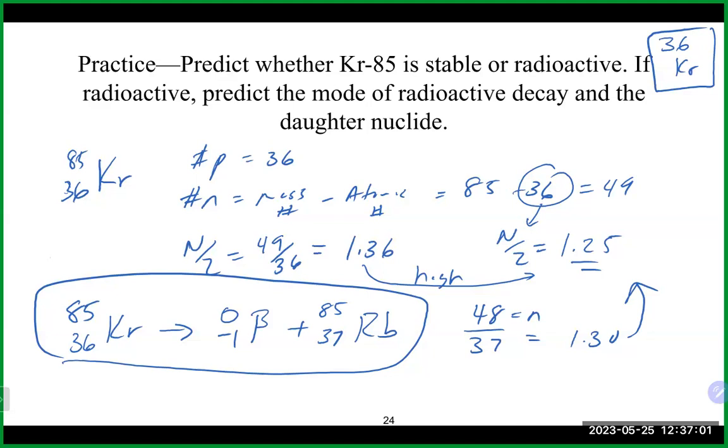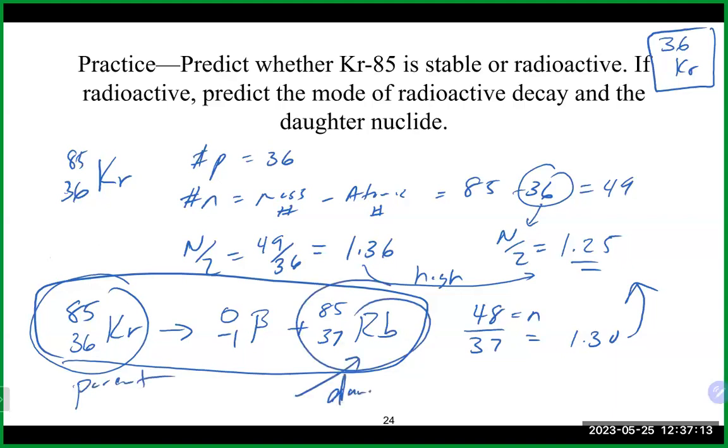Other questions on that? Yeah, the daughter nuclei would be this. So this is sometimes referred to as the parent, and this would be the daughter. So whatever is formed as a result of the decay process, this is the daughter. Other questions?